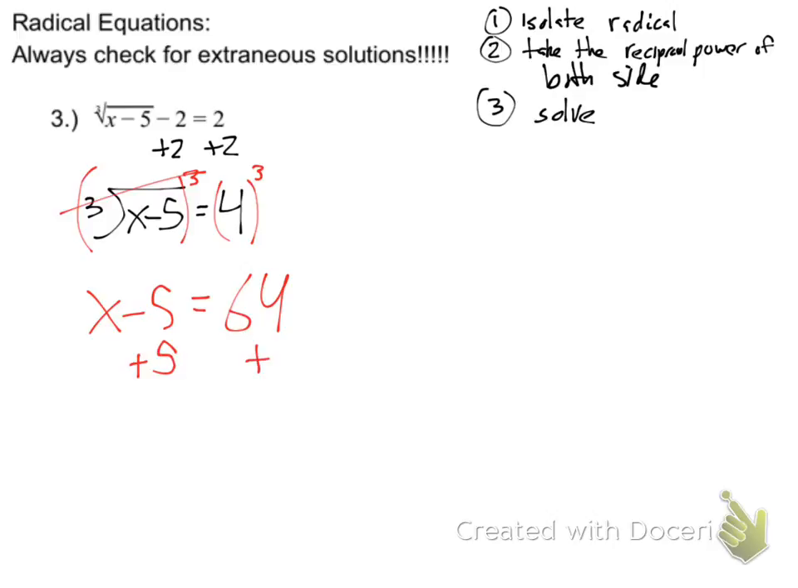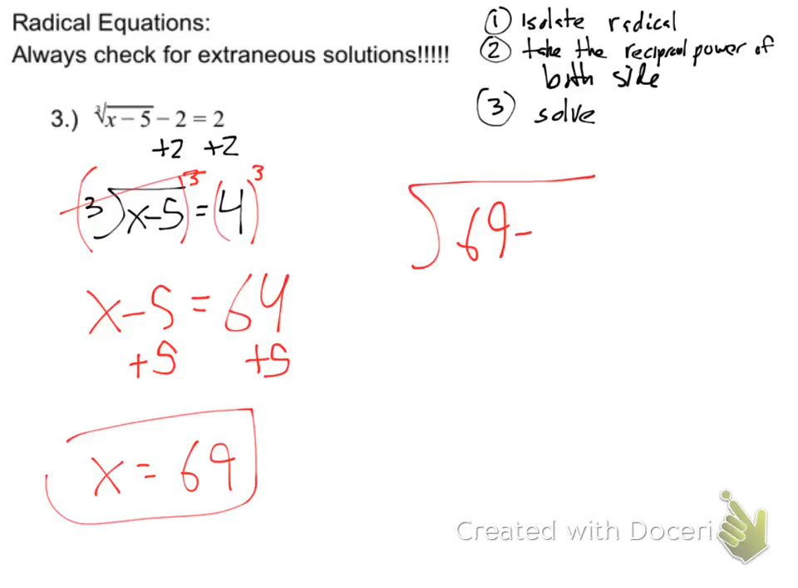Add 5. I think everybody should agree. So x is equal to 69. So now we come up with an answer, guys. We need to just check, is this correct? So we just plug it back in the original problem. Cubed root of 69 minus 5, minus 2 equals 2. Remember, when checking, you can't cross the equal sign. It's like a big wall there we can't cross.